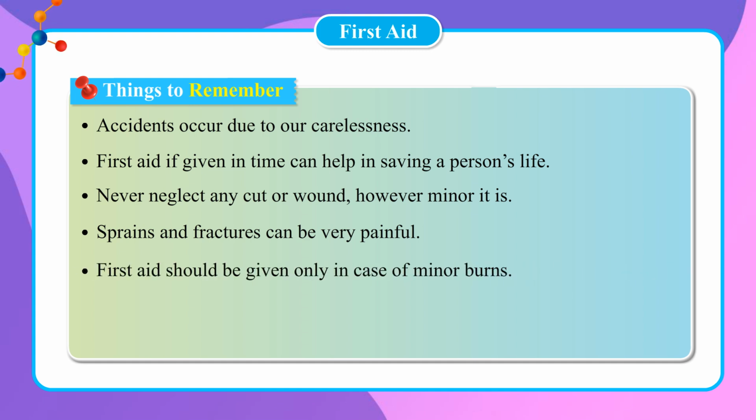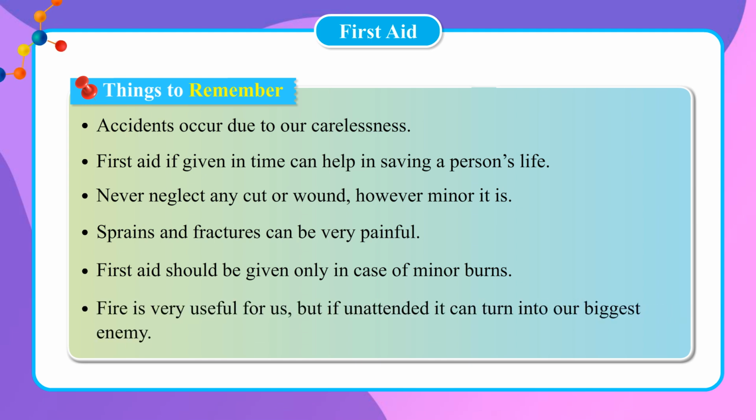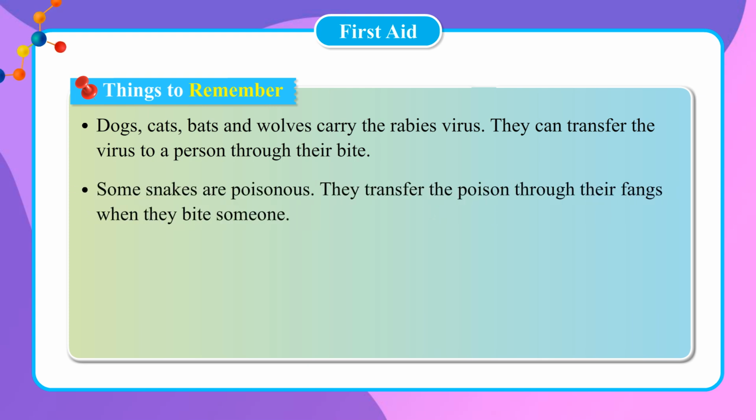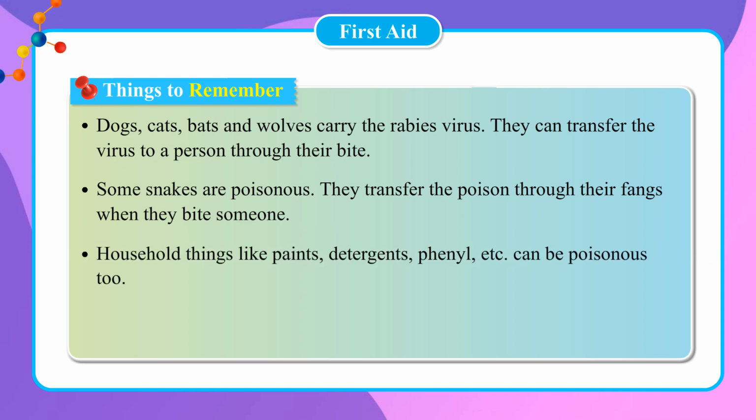First aid should be given only in case of minor burns. Fire is very useful for us, but if unattended it can turn into our biggest enemy. Dogs, cats, bats and wolves carry the rabies virus. They can transfer the virus to a person through their bite. Some snakes are poisonous. They transfer the poison through their fangs when they bite someone. Household things like paints, detergents, phenol, etc. can be poisonous too.